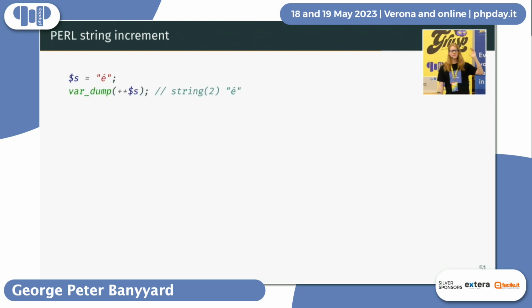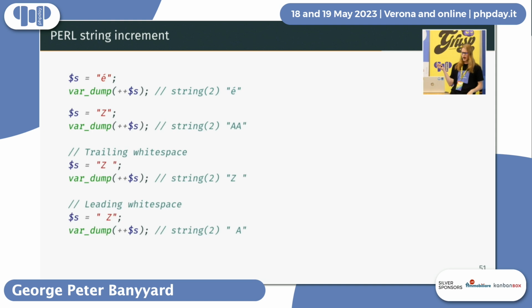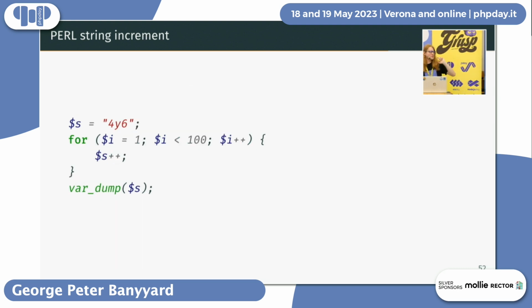So the string increment is called the Perl string increment because we took this feature from Perl initially. And it only works with ASCII strings. It will increment Z and you will get AA, so it does this Excel column thing. But if you have trailing white spaces, it does nothing. If you have a leading white space, it loses the carry, which is brilliant. Now, okay, these were weird shenanigans, whatever.